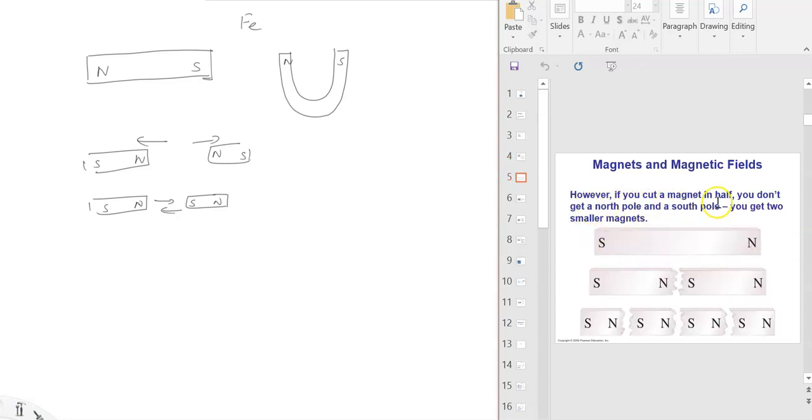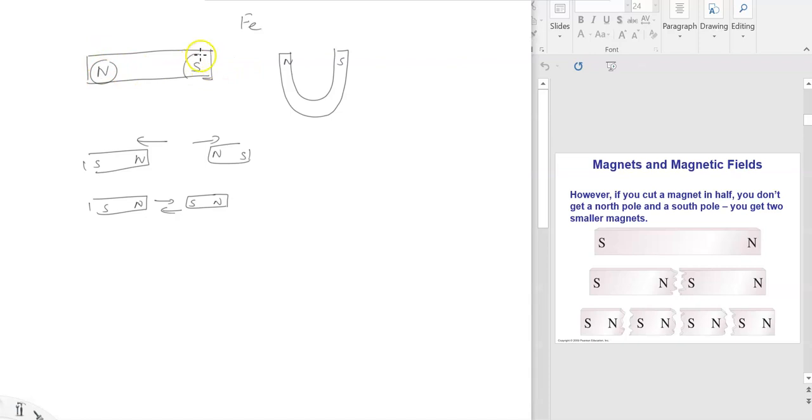However, if you cut a magnet in half, you don't get a north pole and a south pole. You get two smaller magnets. So, the other thing. Let's say you want to isolate a north pole, or you want to isolate a south pole. What if you cut this thing in half? Do you get a piece of metal with one north pole and nothing on this side? It doesn't work like that. The moment you cut it, it creates a south pole over here, and this piece will have a south and a north here. You keep cutting, you are making smaller and smaller magnets, right?